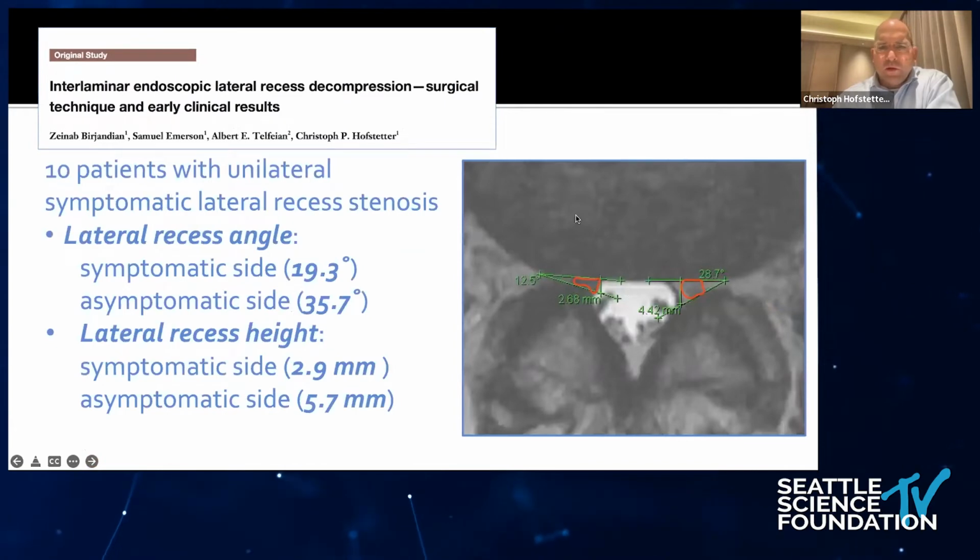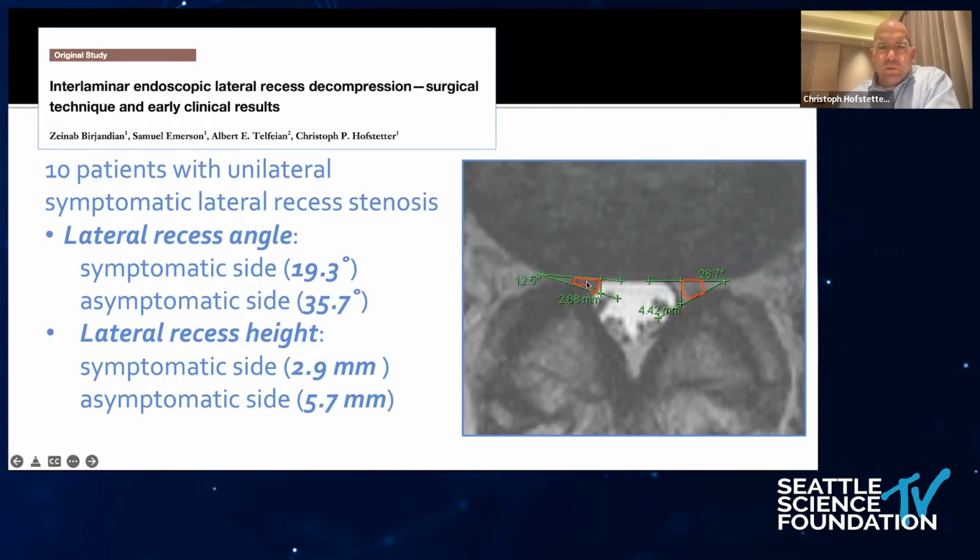What we found in this patient cohort is that on the symptomatic side, the angle was around 20 degrees, and on the asymptomatic side, it was 35 degrees, which makes a lot of sense. Once the angle gets very acute, the nerve root cannot slide in and out of the lateral recess when we move. So measuring that angle helps with the decision making.